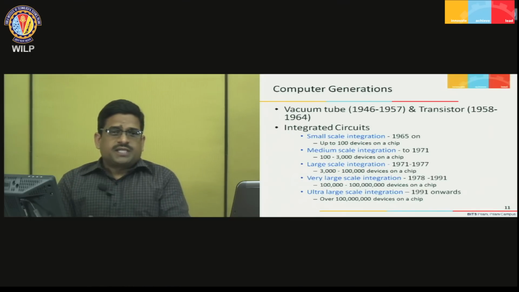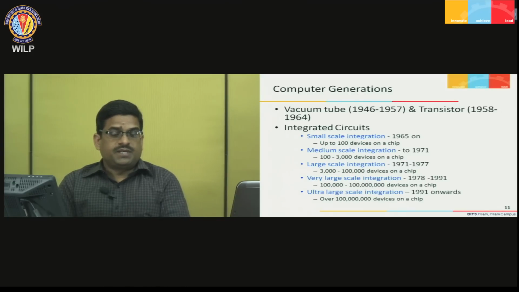The whole evolution of computers can be categorized into generations. The first generation of the computer is between 1946 and 1957. The machines developed during that time are based on the vacuum tube. Then, from 1958 to 1964, the vacuum tubes were changed to the transistor. The same functionality carried out by the vacuum tubes, the transistor can do with less power requirement, and the size is also drastically reduced.